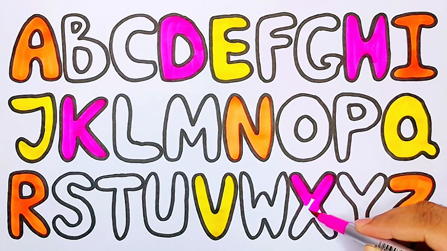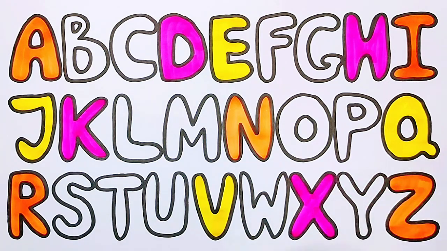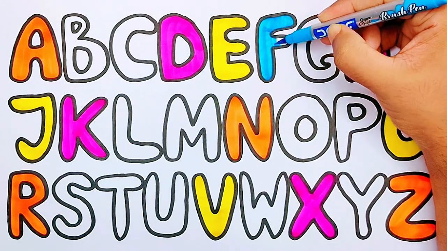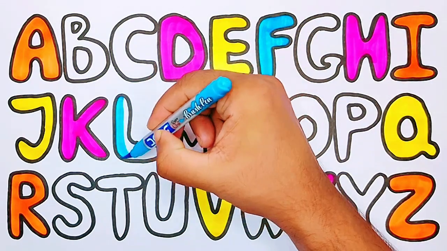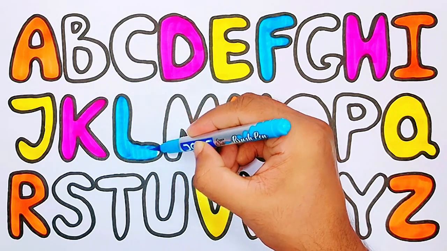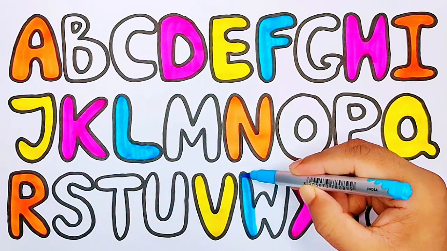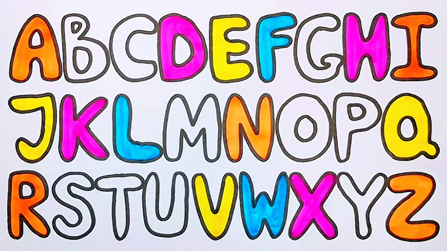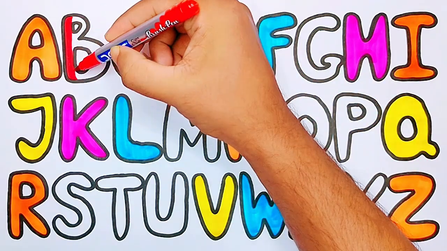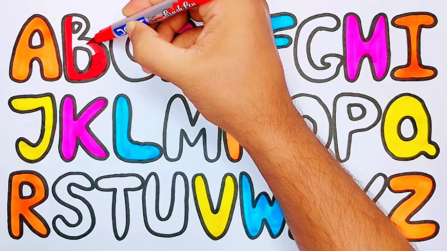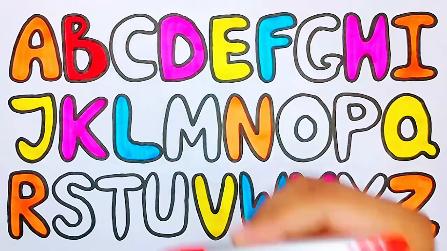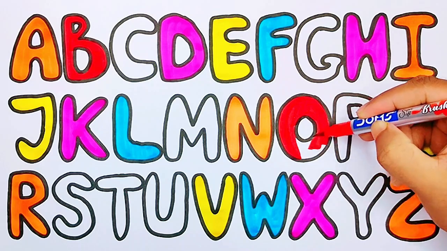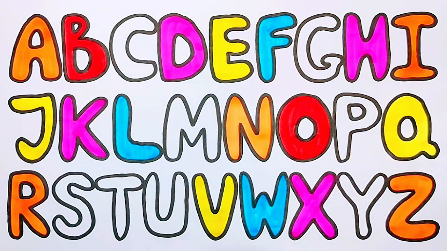X. X for Xerox. Sky blue color. F. F for flag. L. L for ladybug. W. W for waiter. Red color. B. B for bear. O. O for ocean.